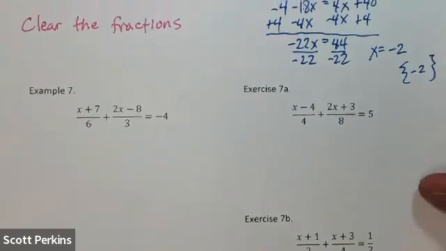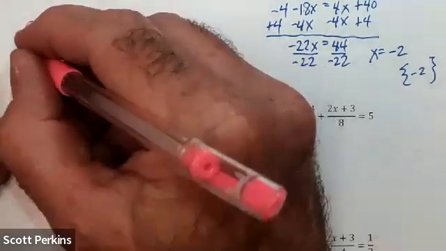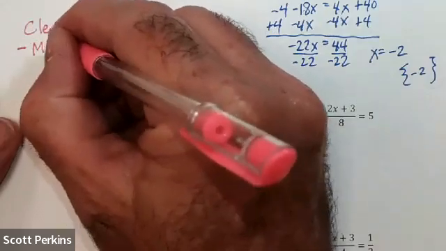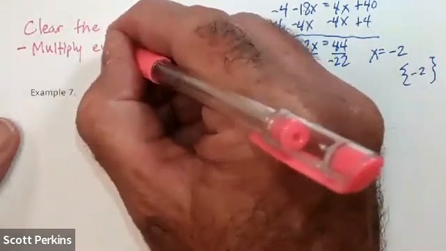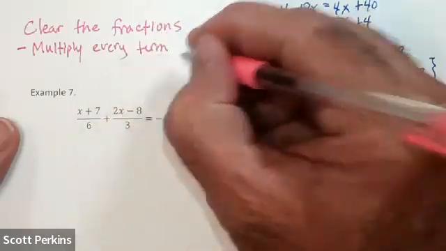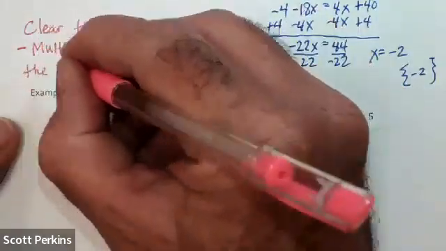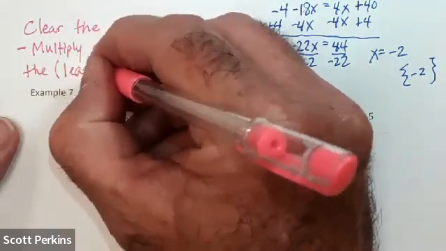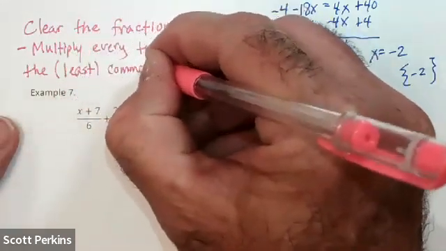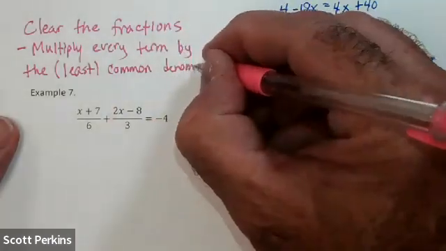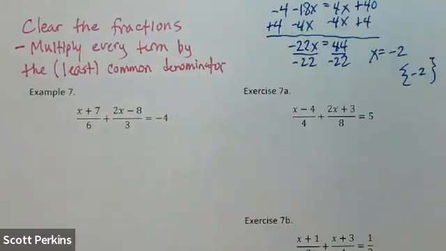And the way we approach this idea of clearing the fractions is we multiply every term by the, I'm going to put in parentheses, the least common denominator. Or the least common multiple, they're the same thing. The reason I've put the least in parentheses is because of a little mathematical secret: you can use any common multiple or any common denominator. You'll end up in the same place. I just like to use the least because the numbers will stay smaller.